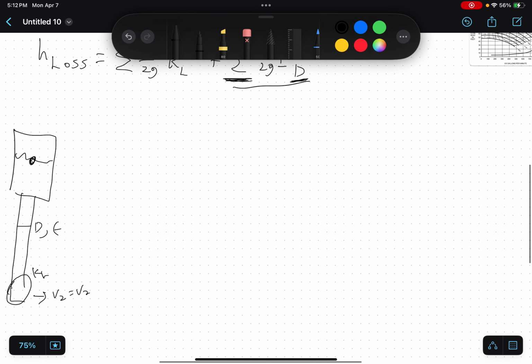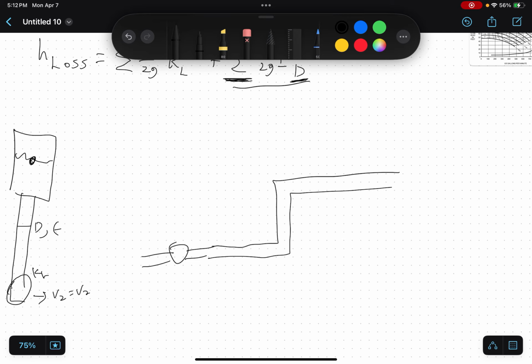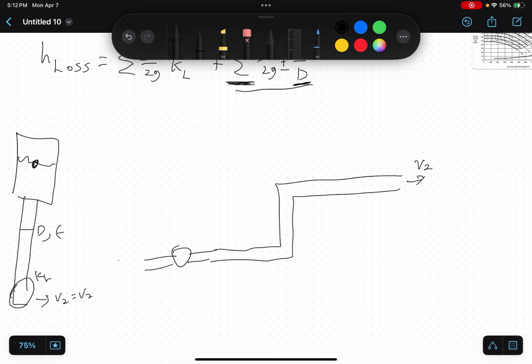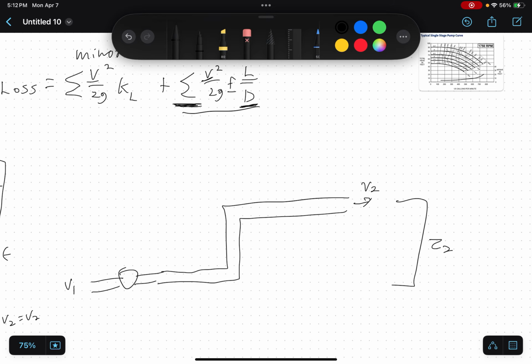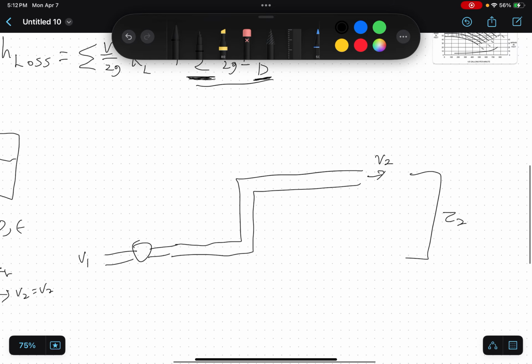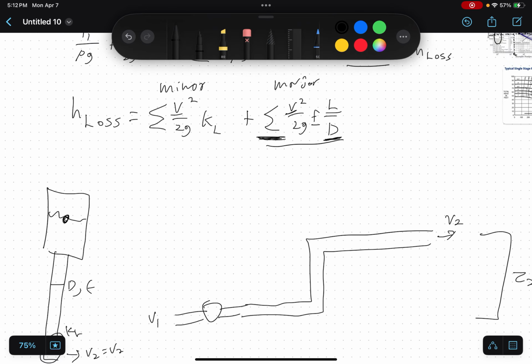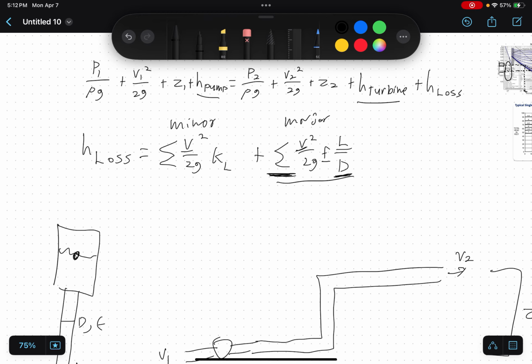this is a bad problem the way I drew it out. Let's say you have a pump and it pumps fluid up a hill, and you want it to shoot out with some set V2. And there's a V1 over here also. And then there's a Z2, like a height. I'm not calling it H because H is like the loss and the pump head and all that stuff. So let's work through this problem.